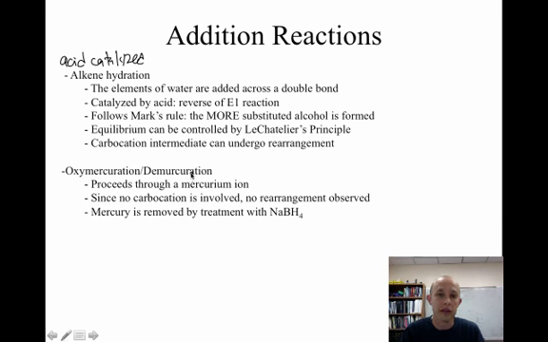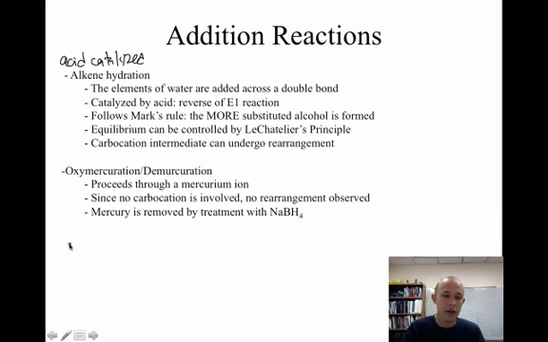The advantage to this reaction is that it doesn't go through a carbocation intermediate. It proceeds through a three-membered ring mercurinium ion. And since there's no carbocation involved, you don't see rearrangement. And then the demercuration just occurs with sodium borohydride.